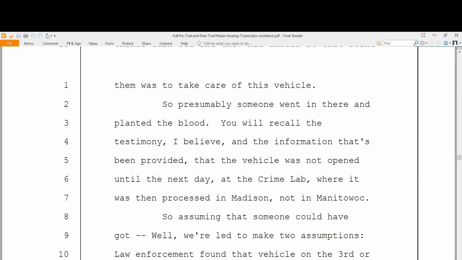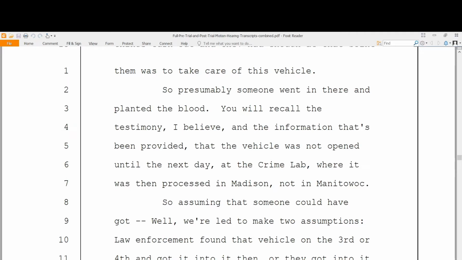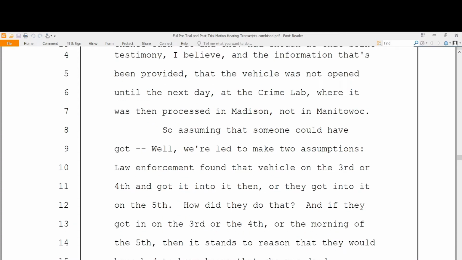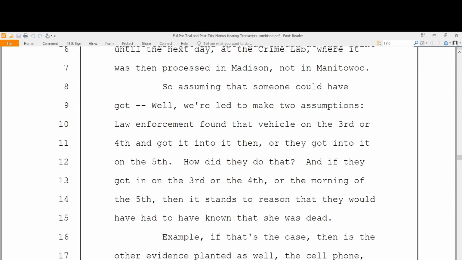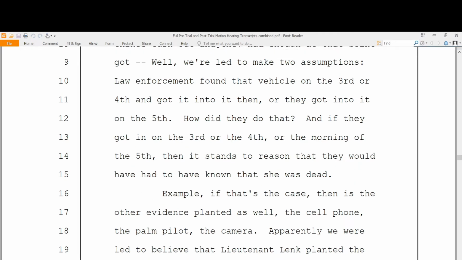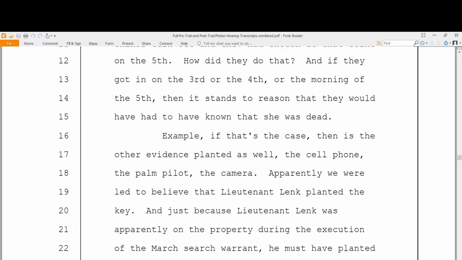So presumably someone went out there and planted this blood. You will recall the testimony, I believe, and the information that's been provided, that the vehicle was not opened until the next day at the crime lab, where it was then processed in Madison, not in Manitowoc. So we have to make two assumptions. Law enforcement found that vehicle on the 3rd or 4th and got into it then, or they got into it on the 5th. How did they do that? And if they got into it on the 3rd, or the 4th, or in the morning of the 5th, then it stands to reason that they would have had to have known that she was dead.